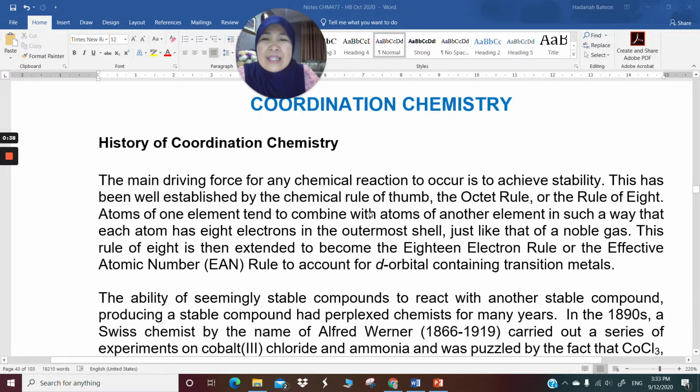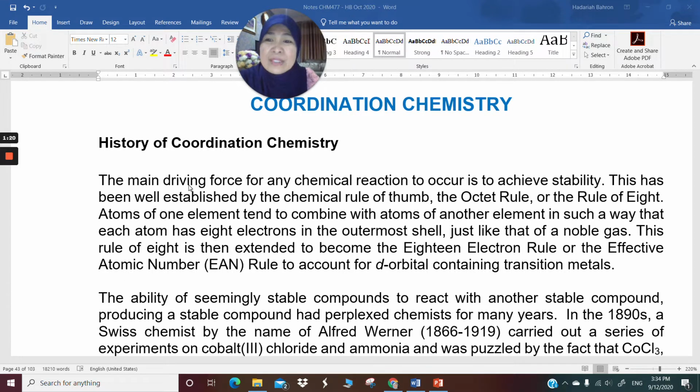So there is a history to coordination chemistry. As everybody knows from hundreds of years ago, the main driving force for any chemical reaction to occur is to achieve stability. Agree? Because something will become more stable when they react. If through the reaction stability is not increased, then that reaction is not going to happen. So the driving force for chemical reactions is to achieve stability.